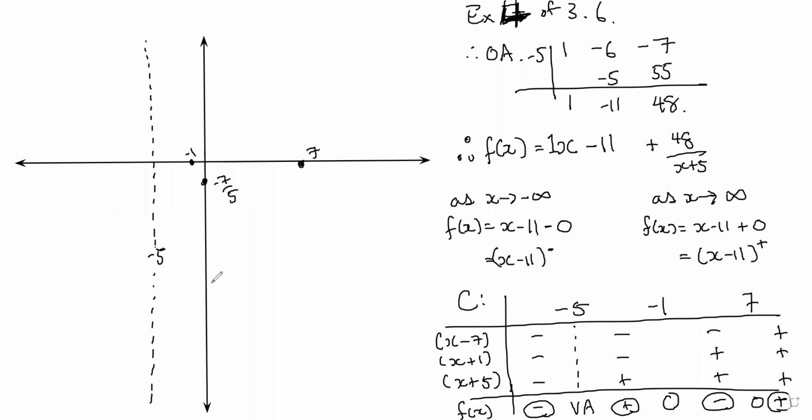So -11 would be somewhere around here, I guess. And then it has a slope of 1. So if I keep going up by 1, 1, 1, 1, 1, 1, 1, I'm probably going to cross the x-axis at 11. See if I could do this. There. And that is x minus 11.